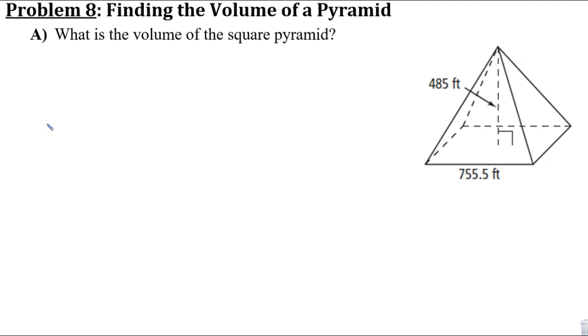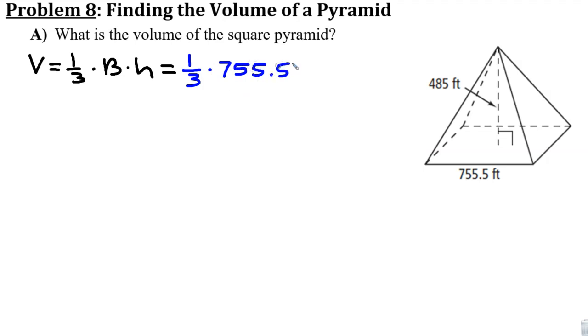All right, so problem 8, let's go through finding the volume of a pyramid. We just said V is equal to 1/3 times base, area of the base, times the height. So for this one, that's going to be the 1/3 times B for area of the base. That'll be the area of the square on the bottom, a square with a side length of 755.5. So we'll just say times 755.5 squared. And then times H for the height. Now this time we want the height running down the middle, not the slant height on the side. That's why we gave you this middle height. So times 485.